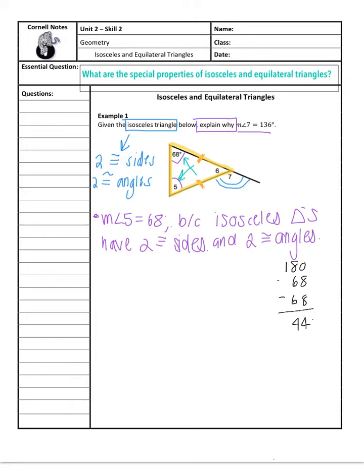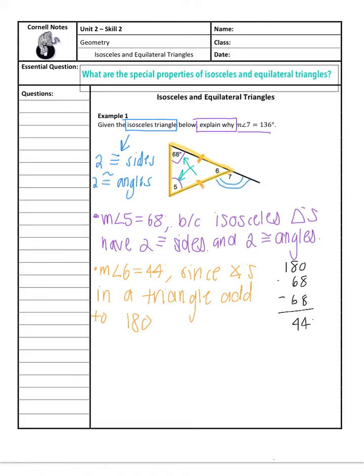So the second sentence I'm going to write here is that the measure of angle 6 equals 44 degrees since angles in a triangle add to 180 degrees.